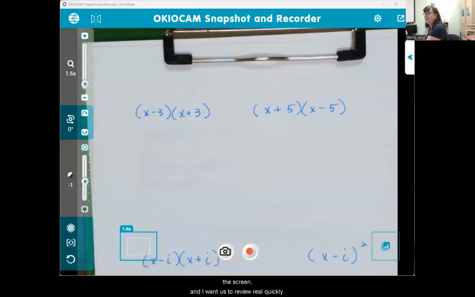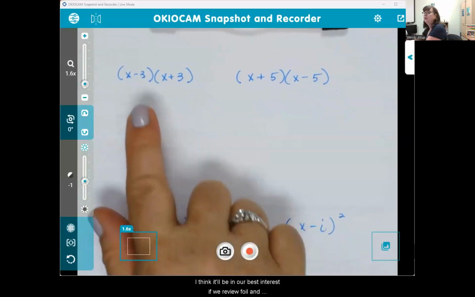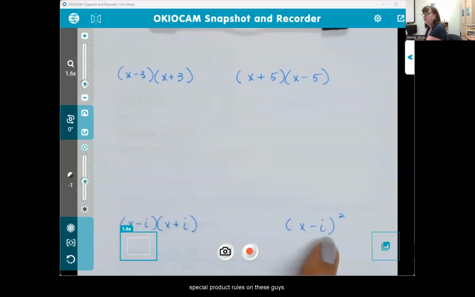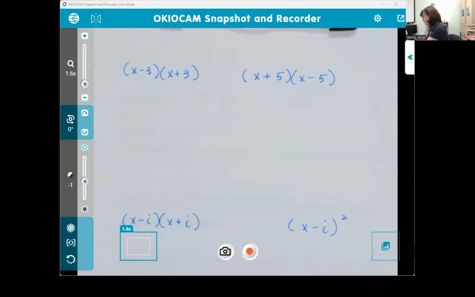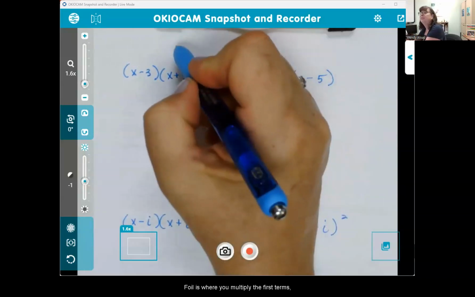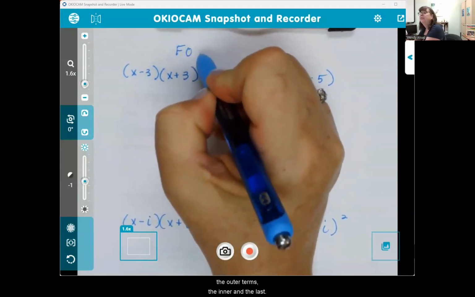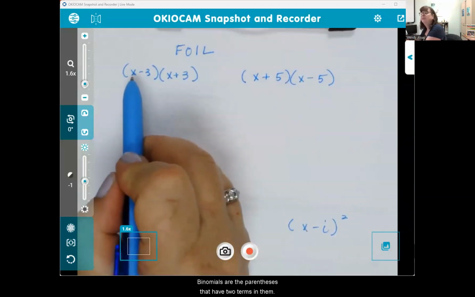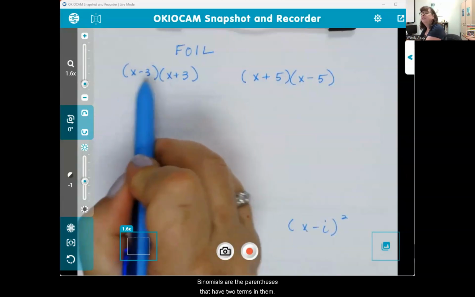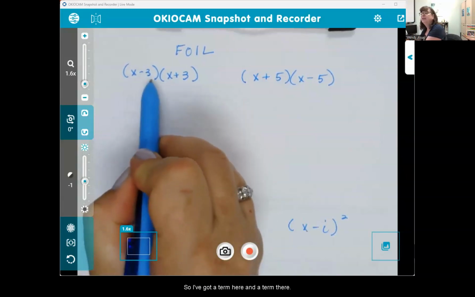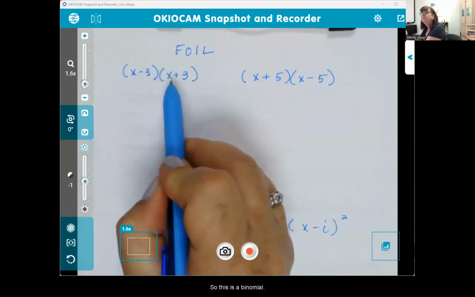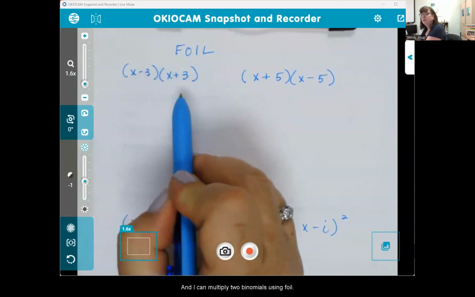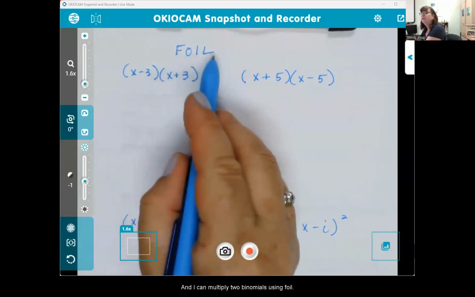But before we do that, I want to first share this screen and review real quickly. I think it'll be in our best interest if we review FOIL and special product rules. Let's say I did FOIL here on this first one. FOIL is where you multiply the first terms, the outer terms, the inner, and the last, and this works for binomials. Binomials are the parentheses that have two terms in them. So I've got a term here and a term there. This is a binomial, this is a binomial, and I can multiply two binomials using FOIL.